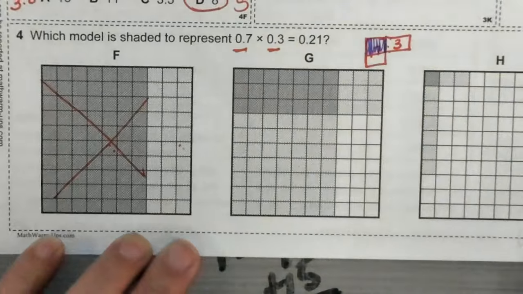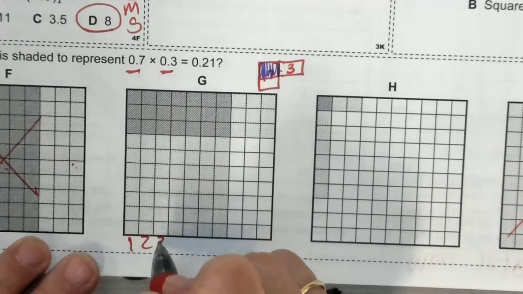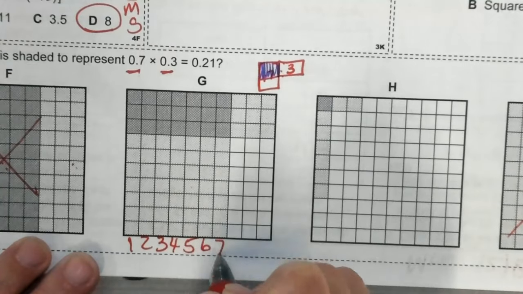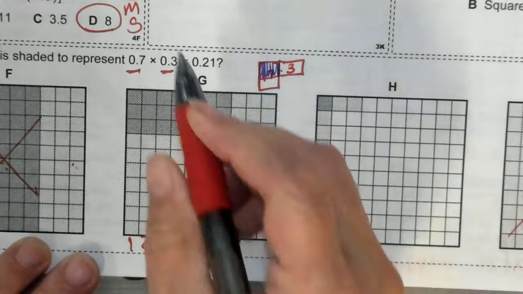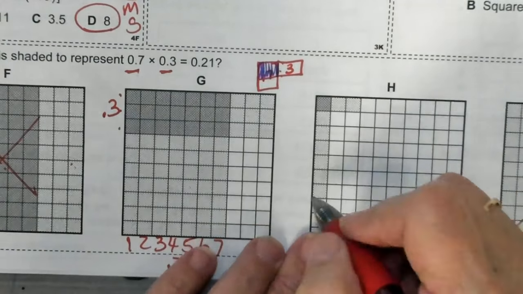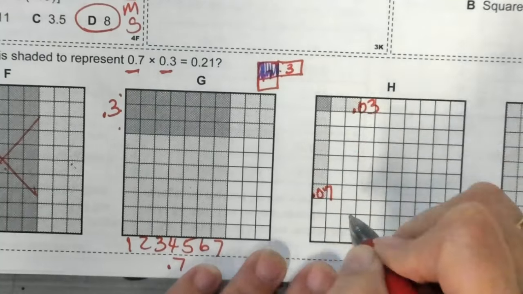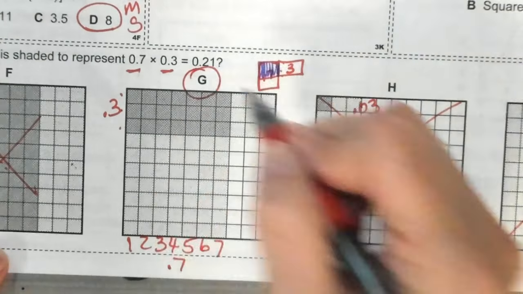It is not F. So now we're looking at this knowing 1, 2, 3, 4, 5, 6. This does equal 7 tenths. 1, 2, 3. This does equal 3 tenths. This over here is 0.07 and this is 0.03. That does not work. The correct answer is G.